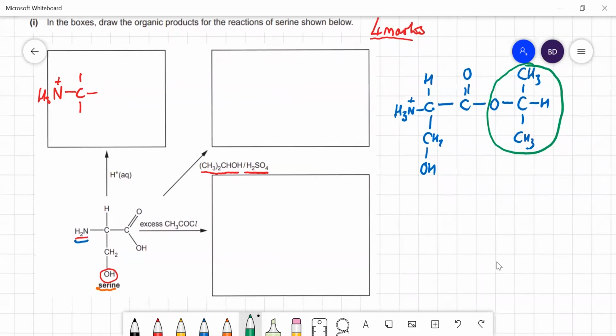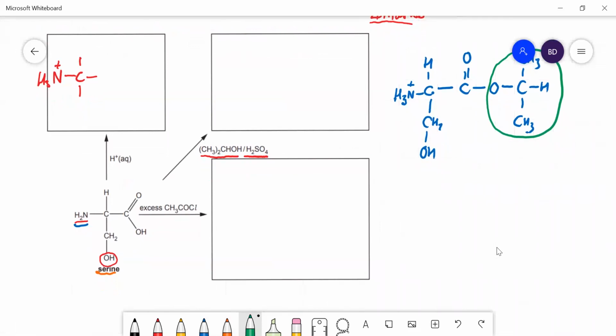And then finally, how is it going to react with excess acyl chloride? Now, acyl chlorides won't react with carboxylic acids, but they will react with amino groups. It will acylate it to make a secondary amine, and it will also acylate the OH group to form an ester. Okay, so you're going to get two acyl groups attaching there.